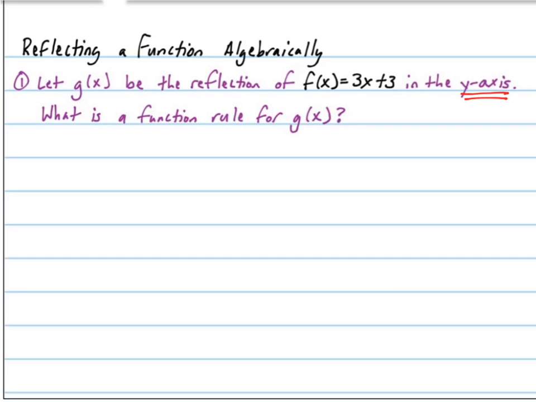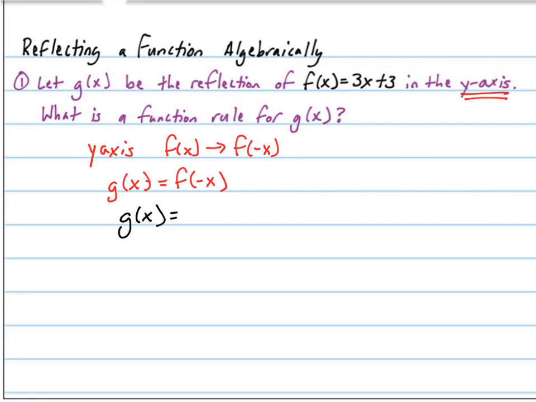Or if you remember from previously, when you reflect over the y-axis, you're really going from f of x to f of negative x. So that means in this case, g of x should equal f of negative x. So what this means is we're looking for g of x.